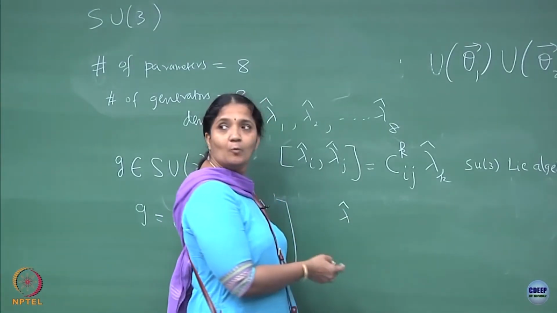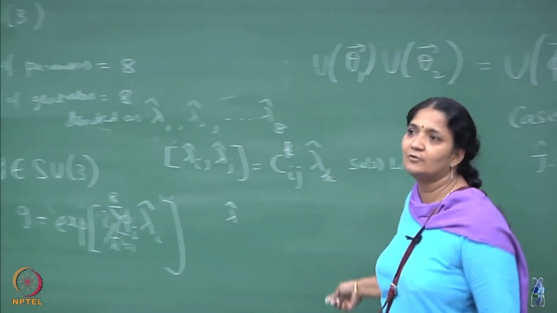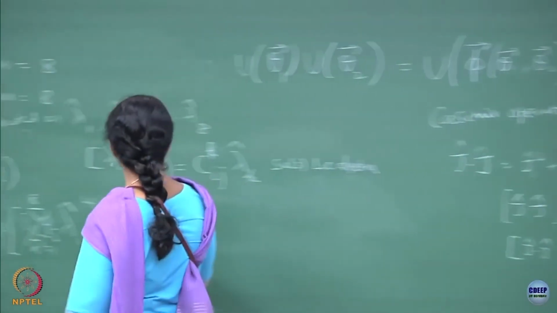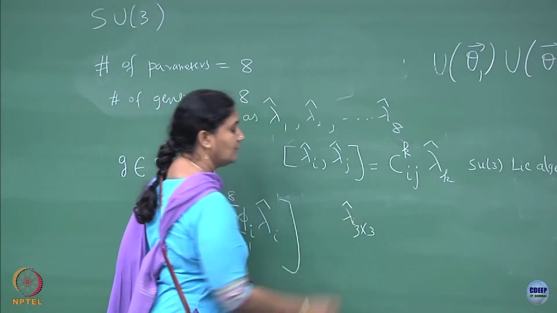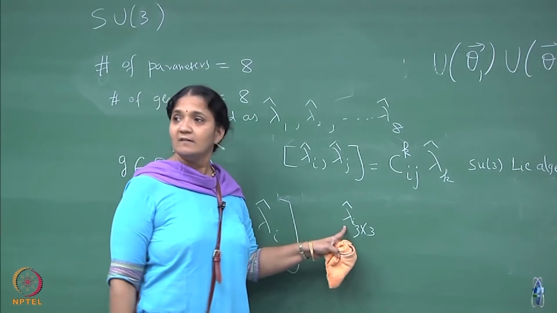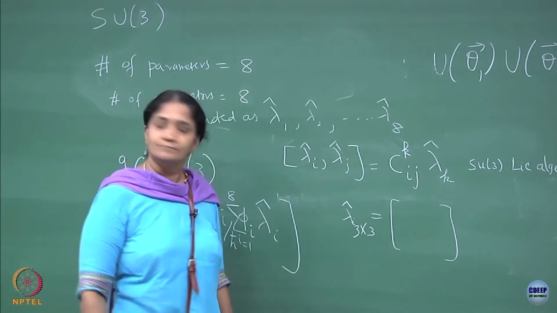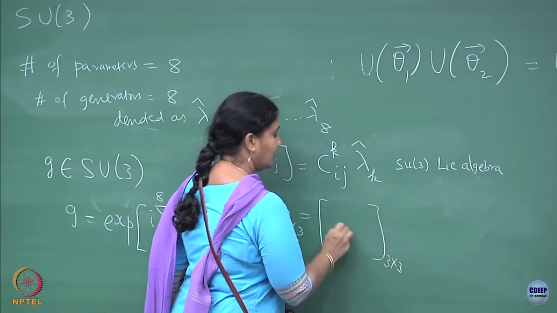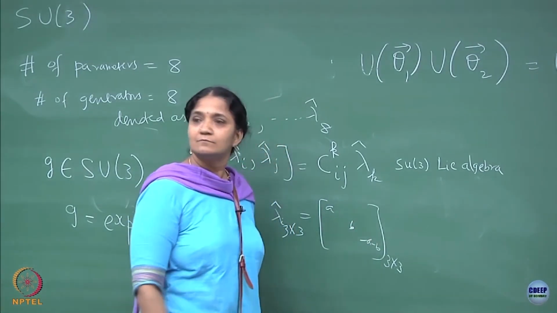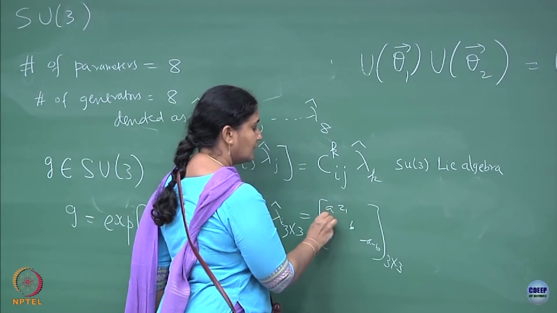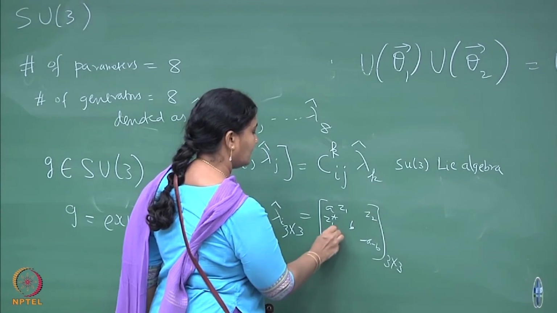So you can write lambda hat, the lowest one, just like we wrote for SU2 as Pauli matrices. Here you have a set of matrices which are 3 cross 3. Lambda i's are 3 cross 3, and the aim is to find traceless Hermitian 3 cross 3 matrices, whatever you write here. You understand what I am saying, right?